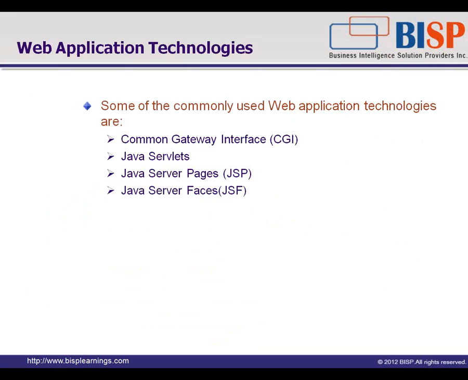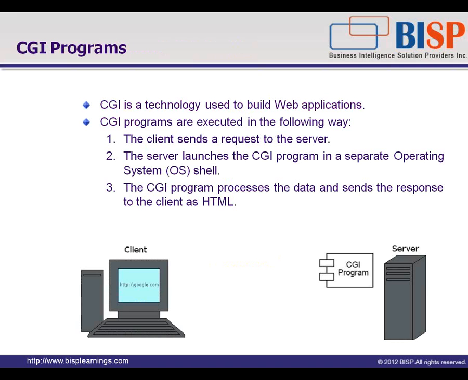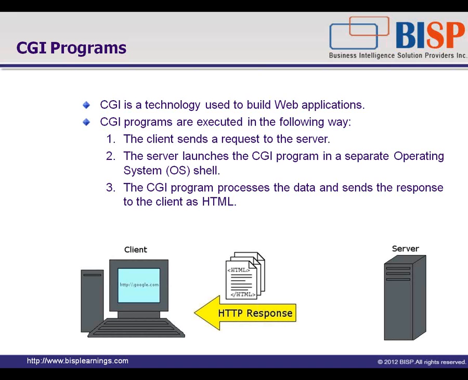The common web application technologies are CGI, Java Servlet, JSP, and Java Server Faces. First I will explain something about CGI. CGI is a technology used to build web applications. Here I'm going to explain how CGI programs run.